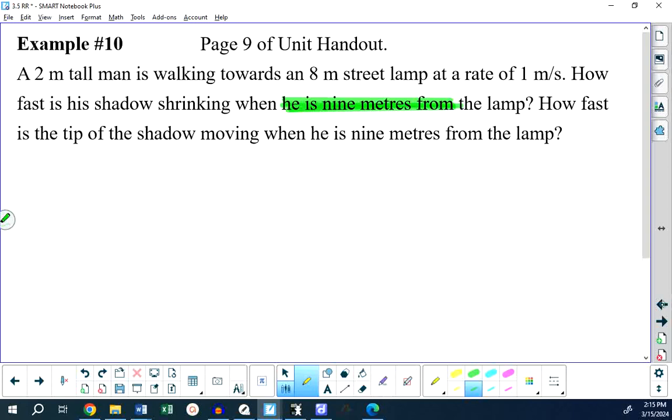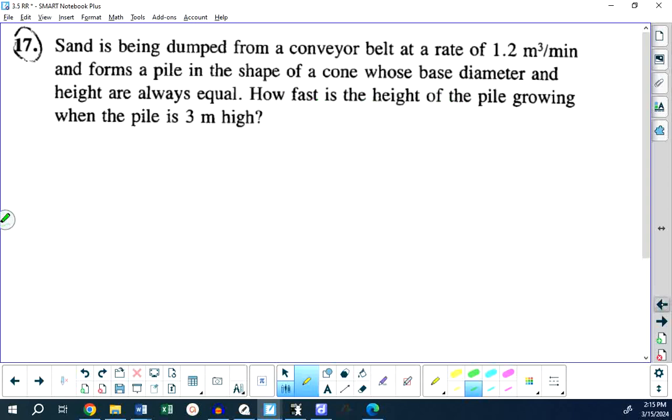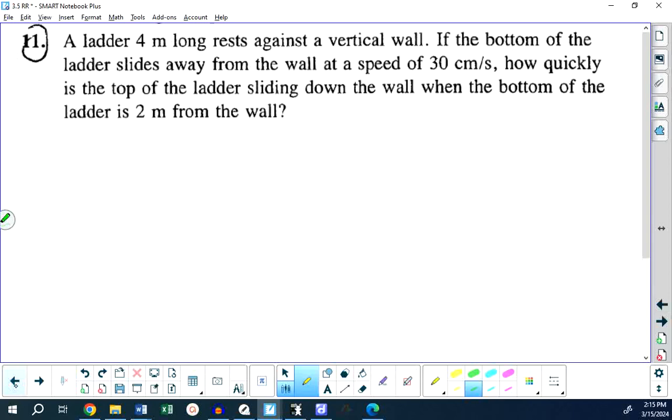When are you allowed in this question to use a height of 3 meters? When are you allowed in this question to use the 2 meters for the bottom distance? After you differentiate. Okay, that's always the case.